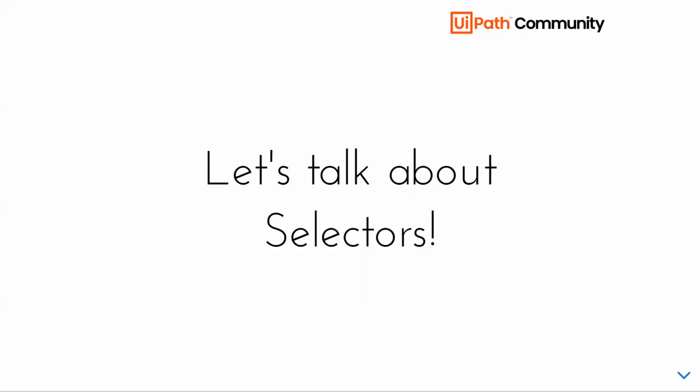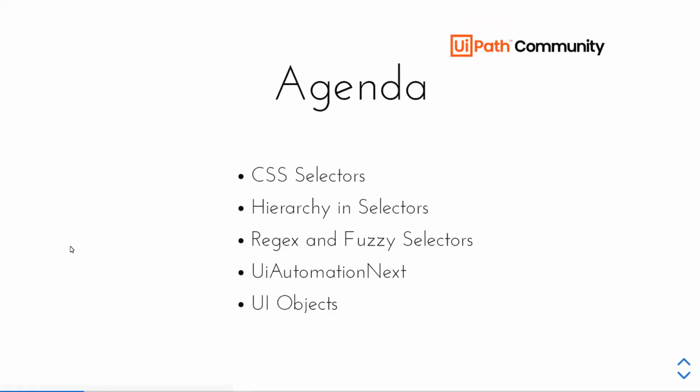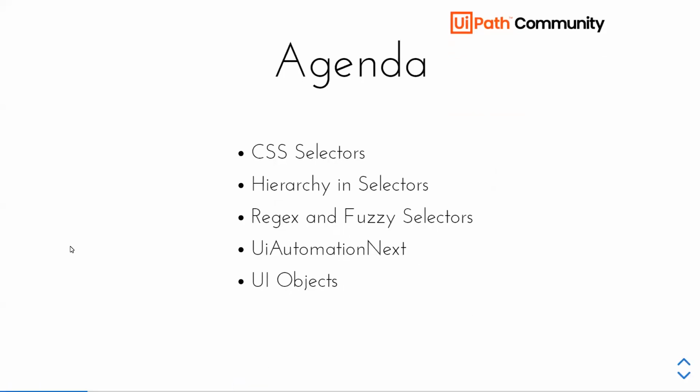Today we are going to focus on how to create robust selectors in some scenarios where the selector is not evident right away. With that, let's talk about selectors. So today's agenda is to discuss CSS selectors, how we can generate CSS selectors and use them within UiPath. Then we are going to talk about hierarchy in selectors. It is followed by the concept of regular expressions and fuzzy search within the selectors.